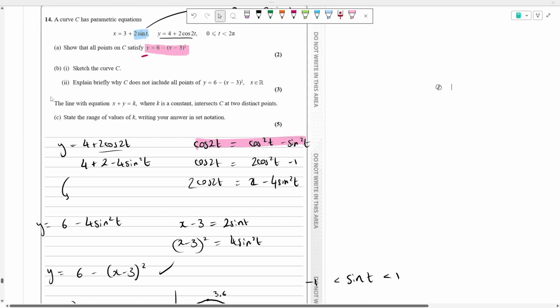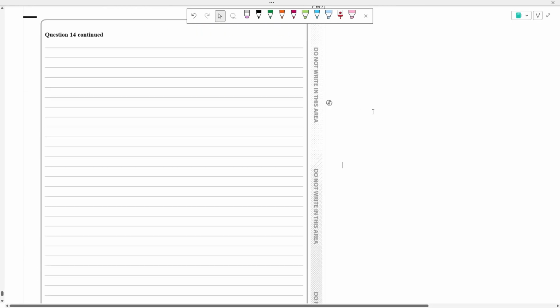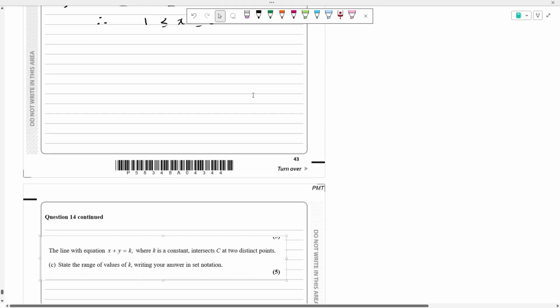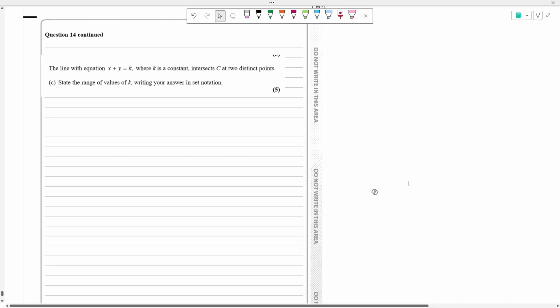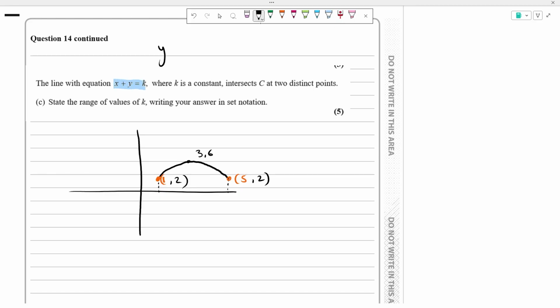Okay, I'm going to bring this question down as well. And I'm also going to bring the graph down that we drew. So this graph here is going to be handy because I think it's good to see what it looks like visually in terms of what's going on. First thing I'm going to do is just rewrite the line equation that they gave us. I'm going to rewrite this as y is equal to minus x plus k.